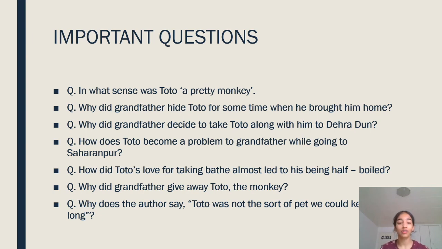Next, why does the author say Toto was not the sort of pet we could keep for too long? This is one of the last lines in the conclusion of the chapter. It is almost synonymous with the previous question, but I'm pretty sure this could be a question asked for 4 marks or so. So do learn the answer for all this very well. So that's it for this chapter.